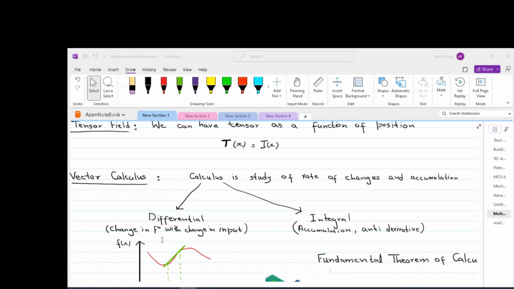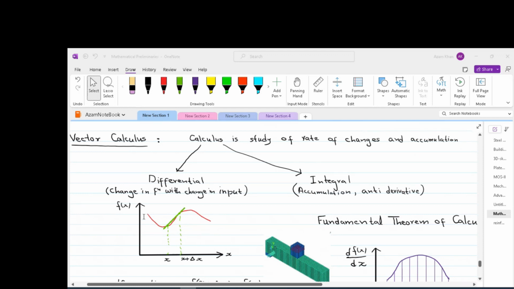Differential calculus is a branch which focuses on the concept of the derivative. Derivatives measure how a function changes as its input changes. The input is the independent variable. So imagine we have a curve over here and x is the independent variable. If we move from x to x plus delta x and we try to find out how the function f of x changes, that is called the derivative of a function.